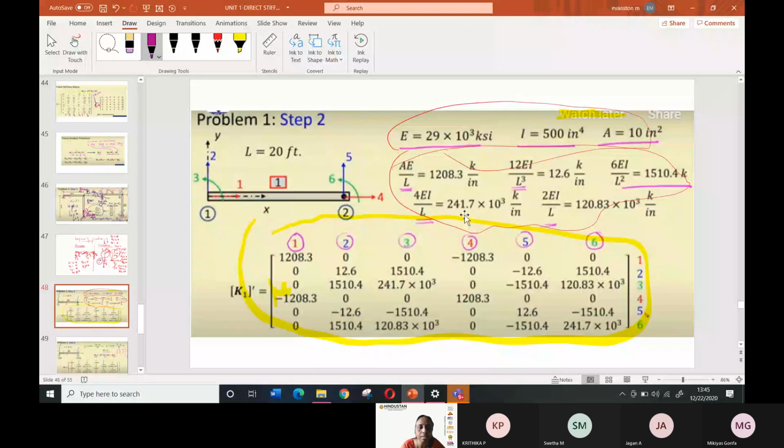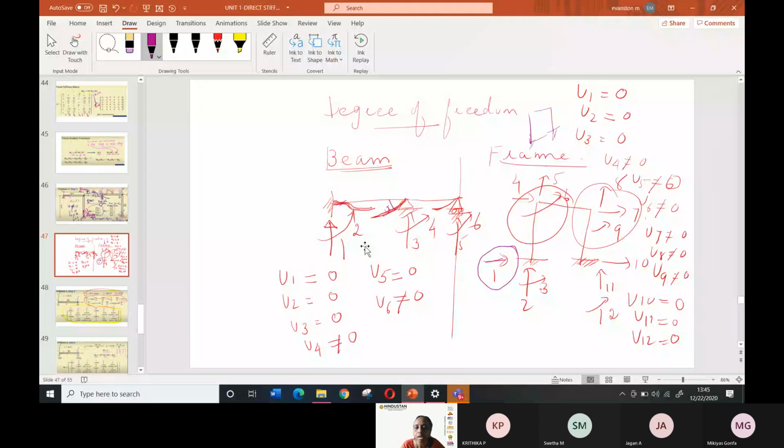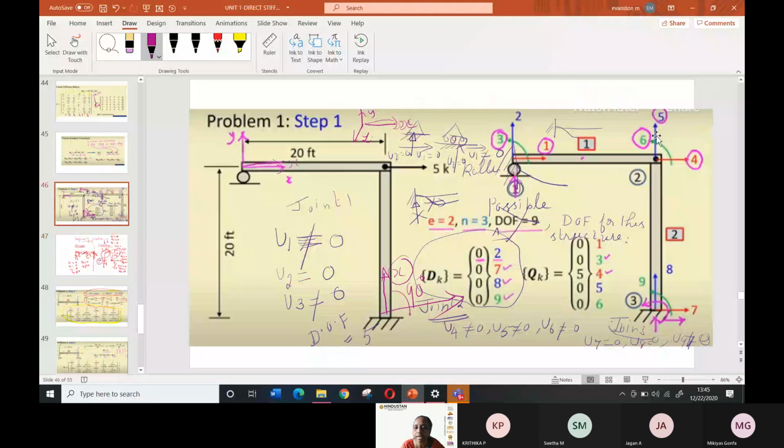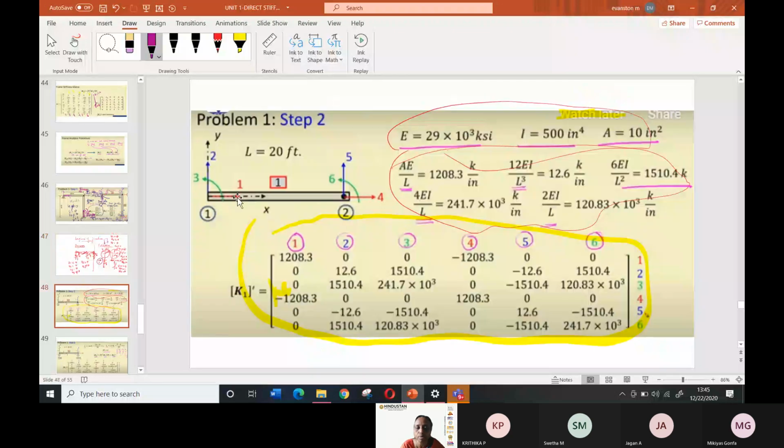If I take the numbering, it is starting with 1, 2, 3, and 4, 5, 6, and 7, 8, 9. So I have numbered as 1, 2, 3, 4, 5, 6. That's for the first beam element. It's in the global direction. No problem. You need not do any multiplication of the transformation matrix as it is in the global direction.